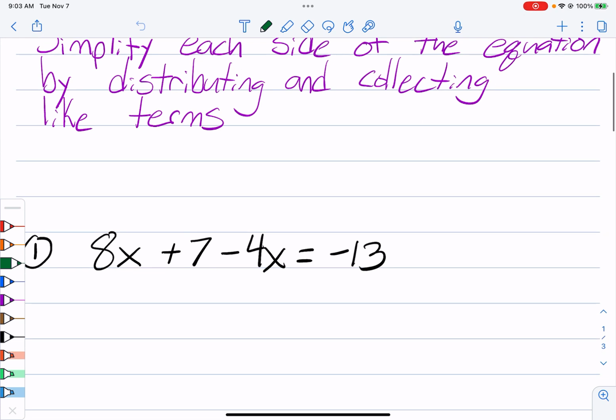So here's our first problem. 8x plus 7 minus 4x equals negative 13. So hopefully we have somewhere in our brain the idea of collecting like terms, but if we're a little rusty, that's okay. Let's go over it.